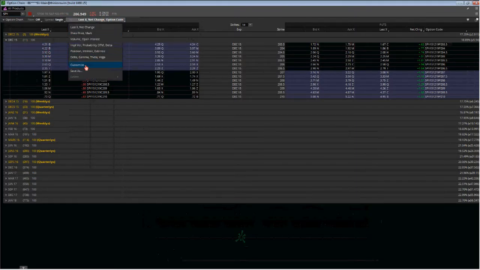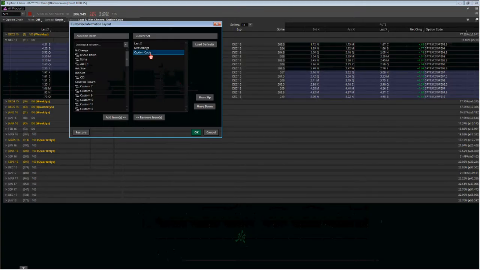Now we're going to go back up here to this layout thing and over here to customize. I'm going to take off the option code because, again, if you're one that needs the option code, you're more than welcome to use that. And we're going to go through an explanation of a couple of the items here. The first one I'm going to add is the delta.